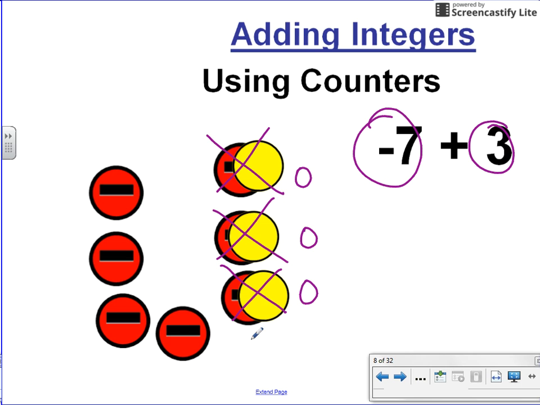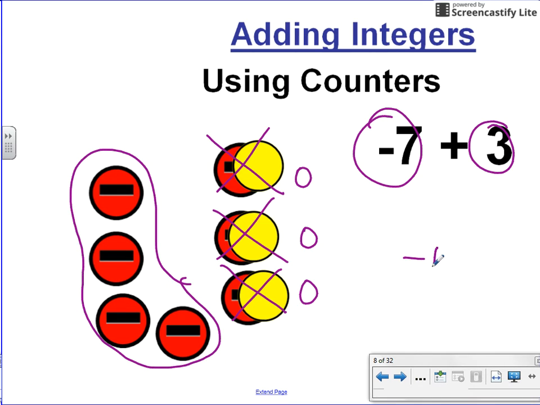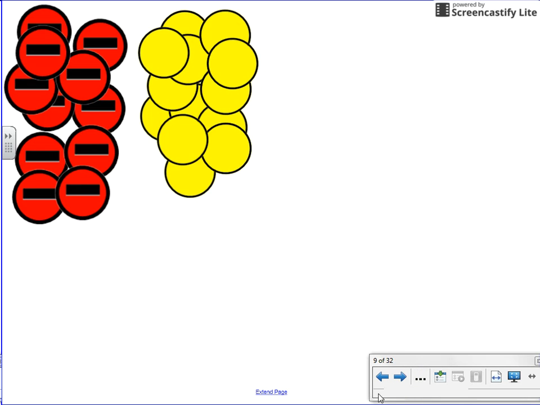And then basically you have to say, well, what's left? Who's left standing? I happen to have 4 negative chips left. There you go. -4. That's your final answer with the addition. Okay, let's take a look at a couple others to see how you'd illustrate this.